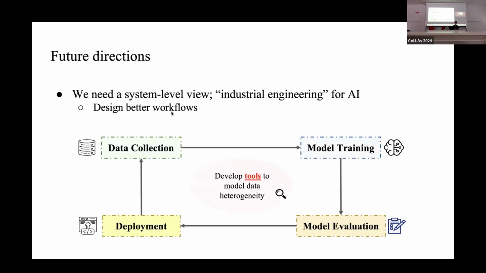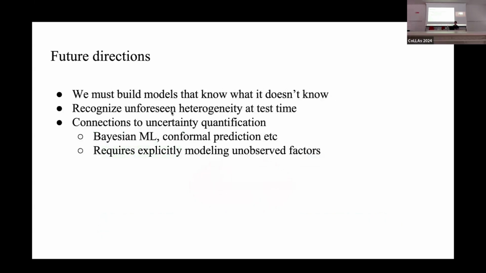As for some future directions, first, we need a system level view of AI, and we also need to design better workflows, because in our tutorial, we only specify 4 stages. There may be even more stages, and also we need to combine the understanding of data into each of these stages. And also, we must build models that know what they do not know.